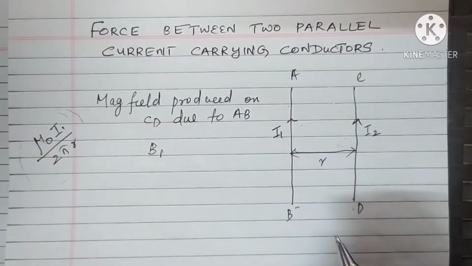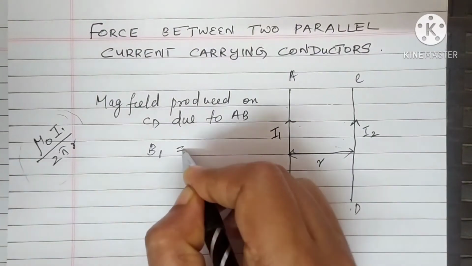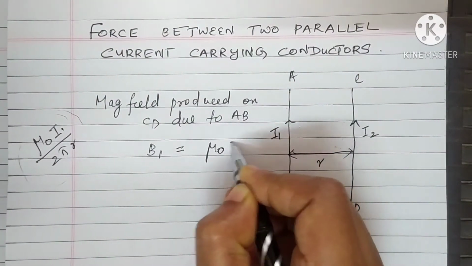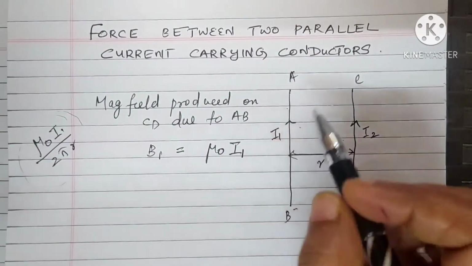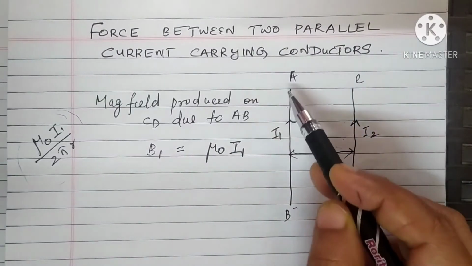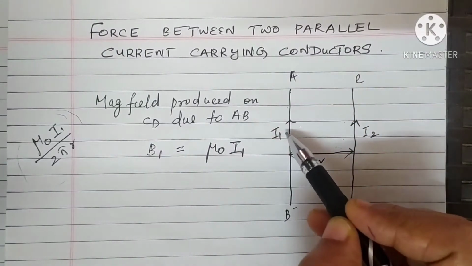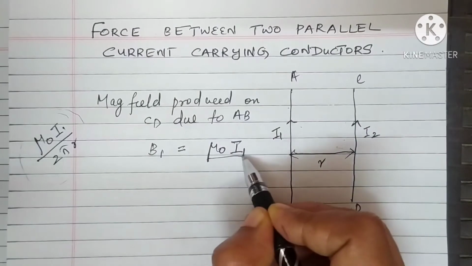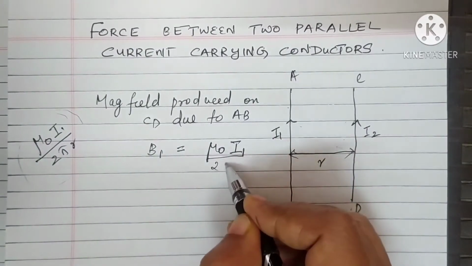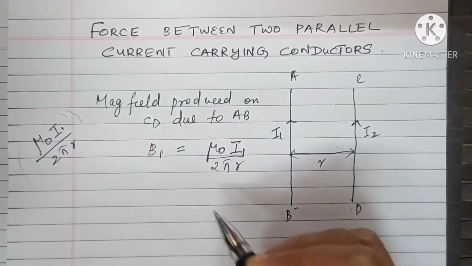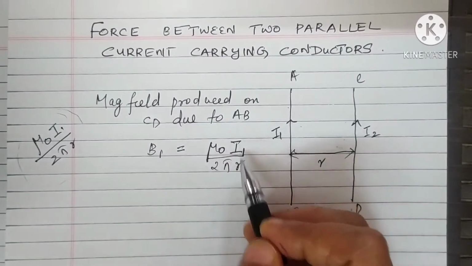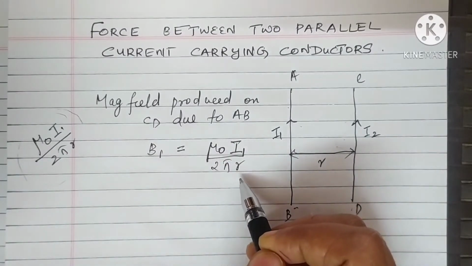So the magnetic field produced on CD due to AB is given by, you can write it as B1, which is equal to mu 0 I1. We will take I1 because of AB. Due to AB we are writing. So the current is I1 divided by 2 pi r. Okay, B1 equal to mu 0 I1 by 2 pi r.